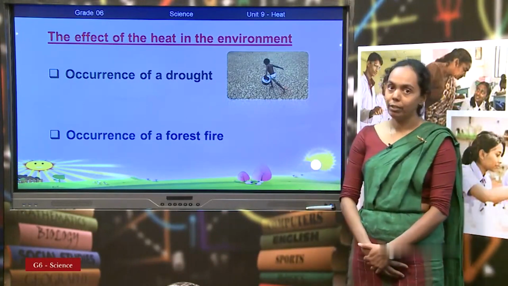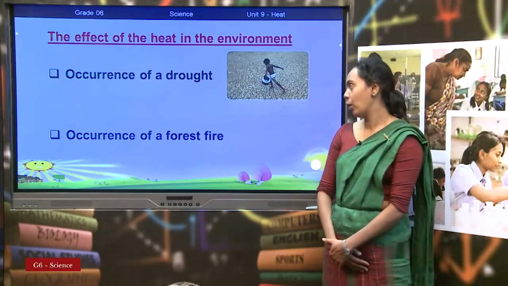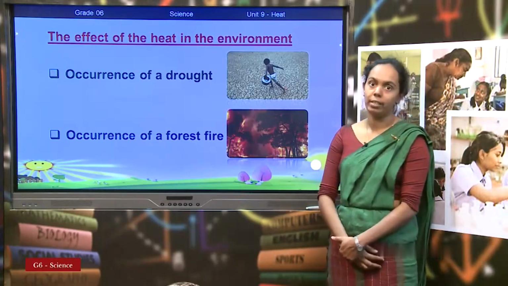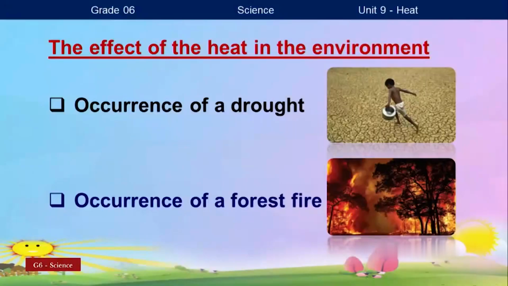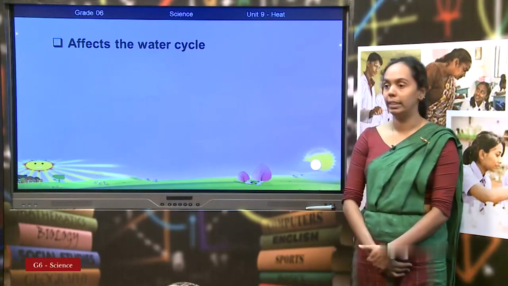Then the second effect of heat is the occurrence of a forest fire. Forest fires occur due to severe heat. A forest fire spreads faster when the trees are dry. Then we will see the effect of heat on the water cycle.